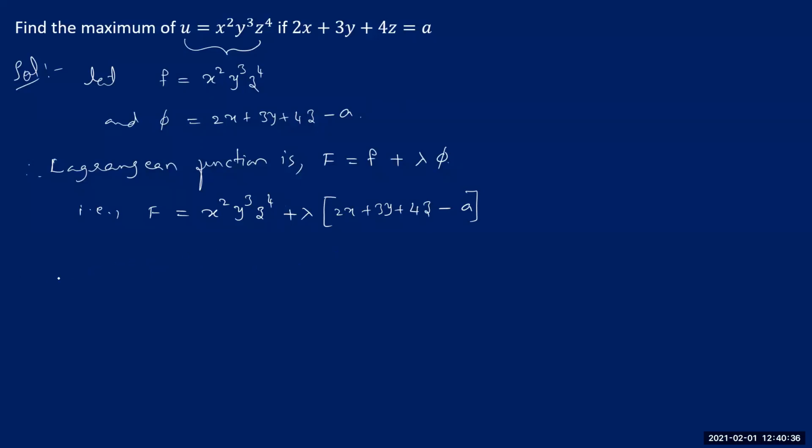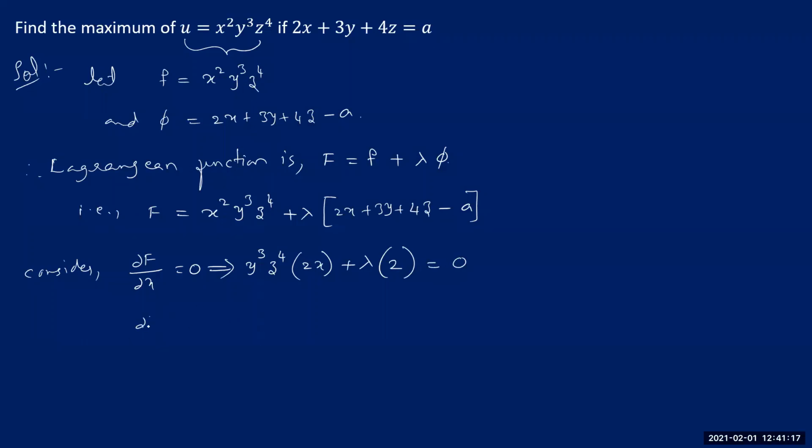Now after getting this, as we did in the previous 2 problems, I'm differentiating F with respect to x and equating this to 0. While differentiating with respect to x, both y and z are constants, so I'm writing y cube z power 4 as they are. Differentiating x square, we get 2x, plus lambda times, the derivative of 2x is 2, and for the other terms, as they are constants, the derivative is 0. I'm equating this to 0.